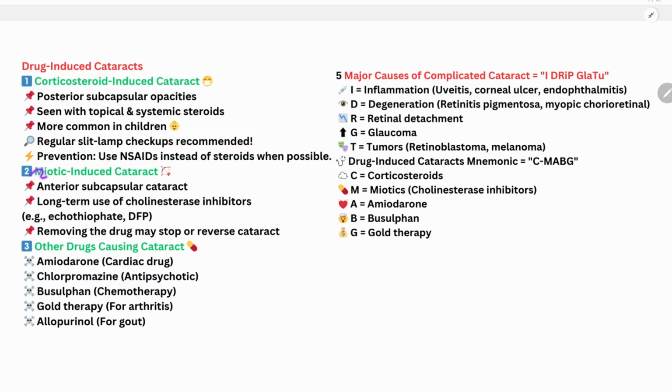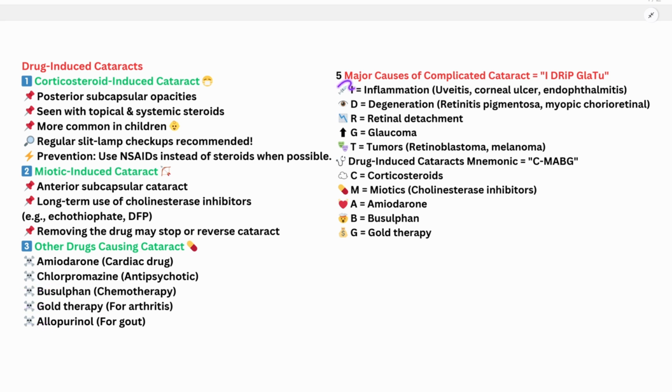Next one is myotic induced cataract. In this cataract you will see anterior subcapsular cataract, due to long term use of cholinesterase inhibitors. So removing the drug may stop or reverse the cataract. Third one is other drugs causing cataracts. For example, amiodarone, chlorpromazine, busulfan, gold therapy, and allopurinol.